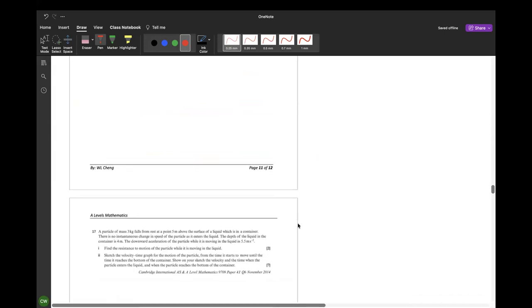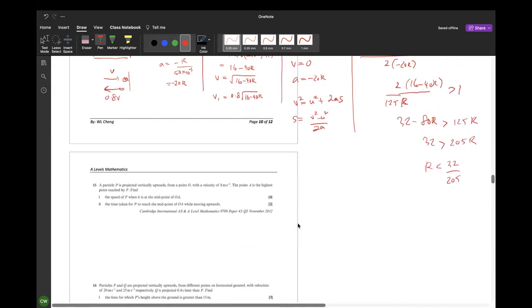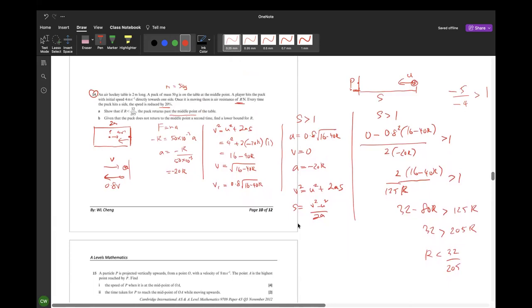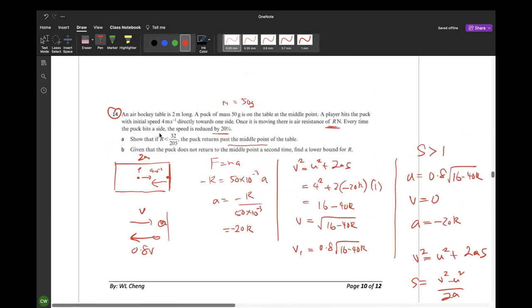Okay, let's try the next question. Given that the particle doesn't return to the midpoint the second time, find the lower bound of R. What does it mean? Given that it doesn't return, it means the S is less than 1. S less than 1. What is the lower bound of R?